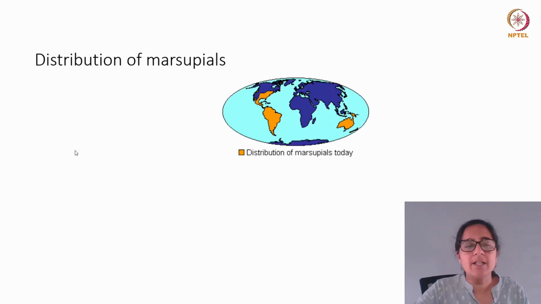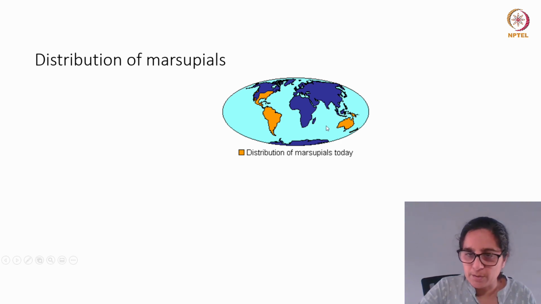So let's say distribution of marsupials. We are again going back to marsupials. You know that kangaroos are a good example of marsupial. So they are present in, of course, Australia, and some parts of South America, and some parts of North America and Central America also. So that's the distribution of marsupials today.